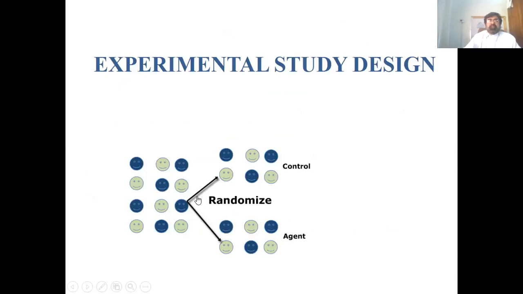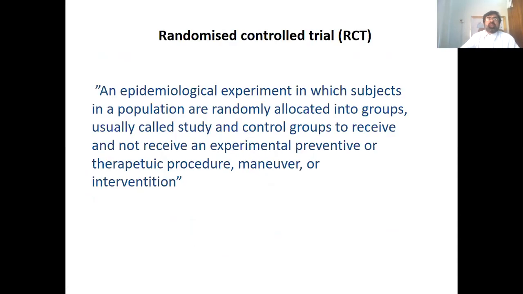Experimental study design is the type of study design in which you intervene. You have to do certain types of intervention and you have to see the effects of those interventions. A randomized controlled trial, taking it further, is an epidemiological experiment in which subjects in a population are randomly allocated into groups, usually called study and control groups, to receive or not receive an experimental, preventive or therapeutic procedure, maneuver or intervention.